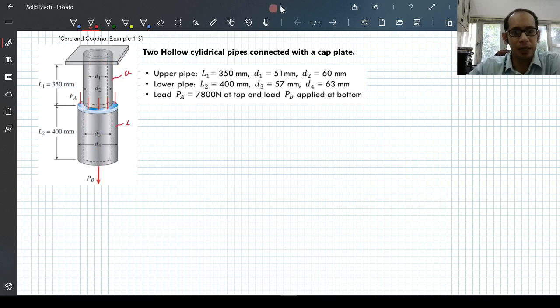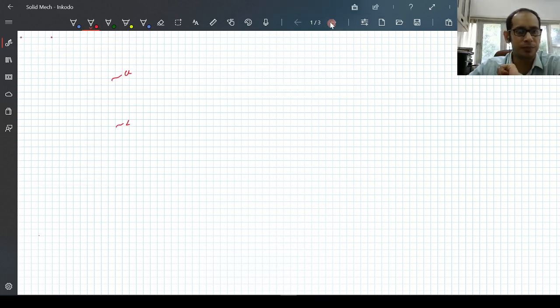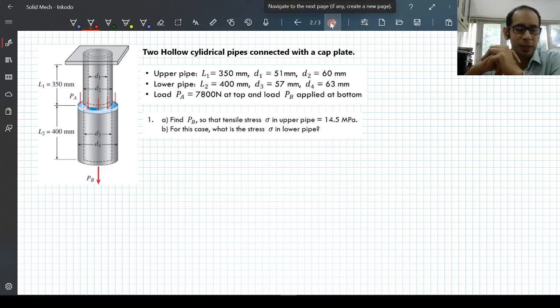Now let's see what problems the question asks. The first problem says: find the load PB so that the tensile stress sigma in the upper pipe is 14.5 MPa. And part B of this question is: what is the stress sigma in the lower pipe? Let's revisit the problem again and try to understand.